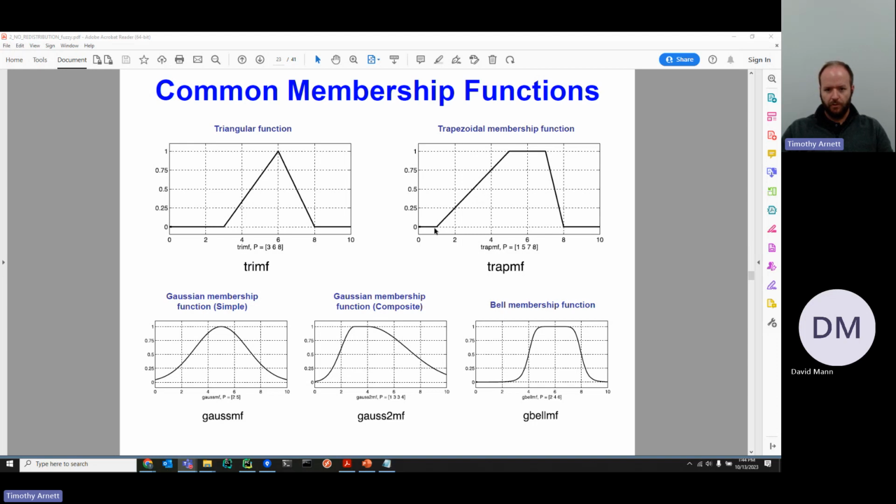Trapezoidal is also commonly used for the reasons that we mentioned previously, which is you can describe both a region that abides by the same behavior as a classical set, where it just has full membership over this interval in the input space, but then also allows partial membership outside of that to account for certain values that may be characterized as that set in some way, but not fully.